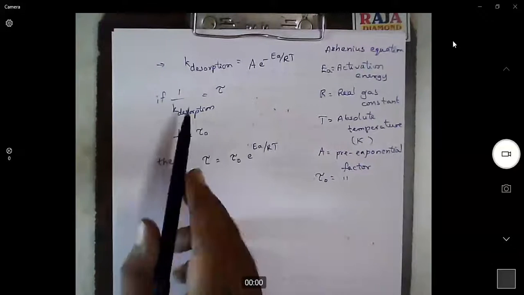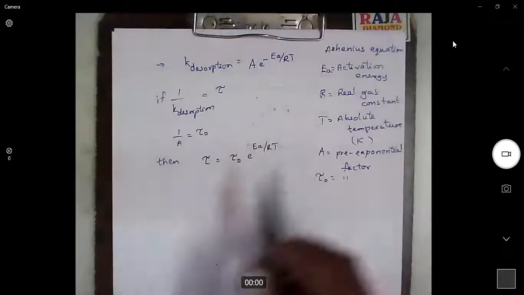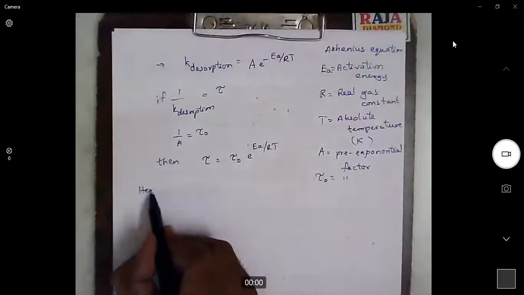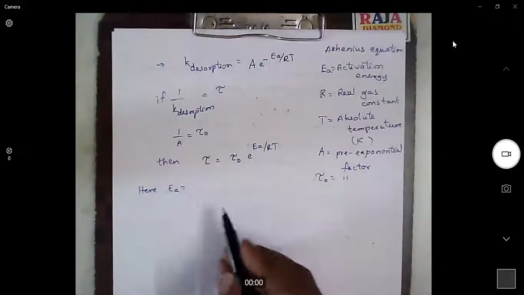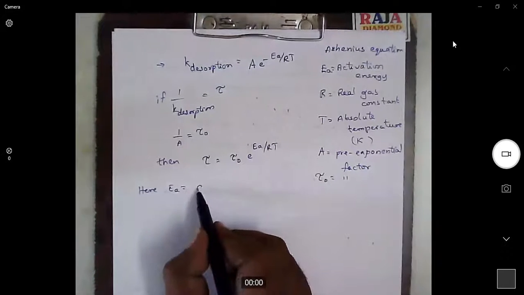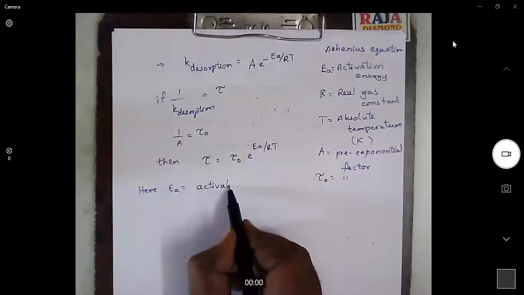Here we are discussing desorption. So EA is nothing but the activation energy for desorption.